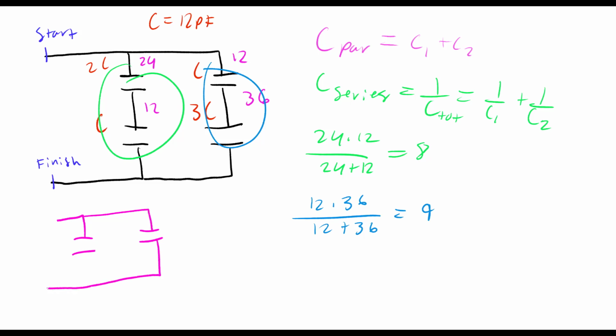Now, okay, we don't have this anymore, and we don't have that, right? So we're done with series. We are now strictly in what? Parallel. And whenever we do parallels, we just add them. 8 and 9 is just 8 plus 9, which is what? 17. So 17 picofarads. Alright?